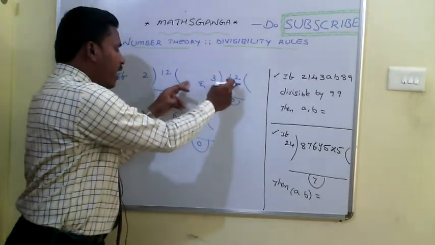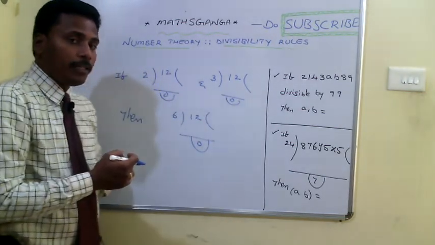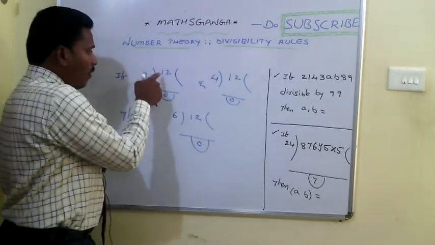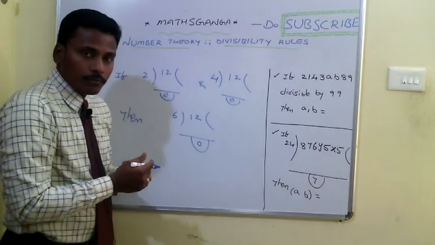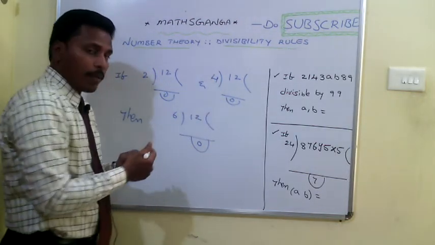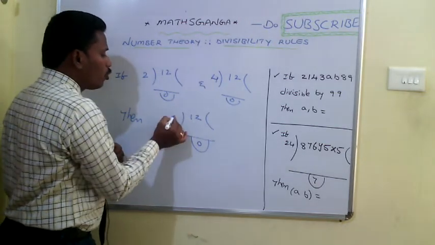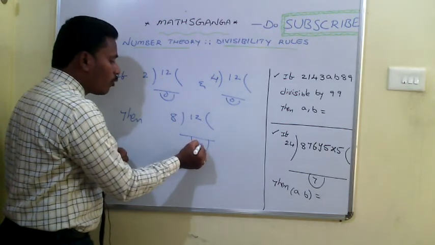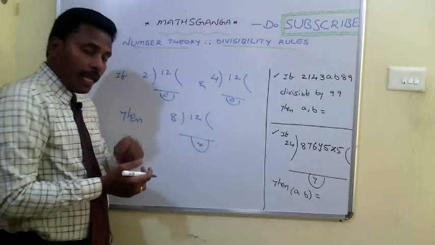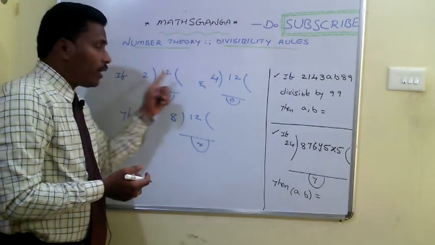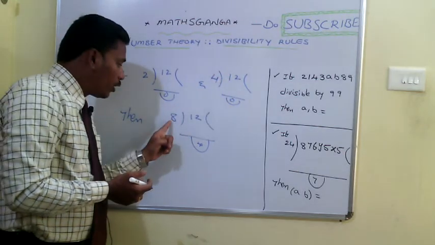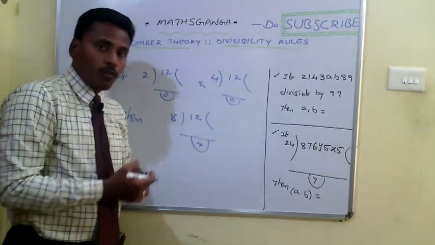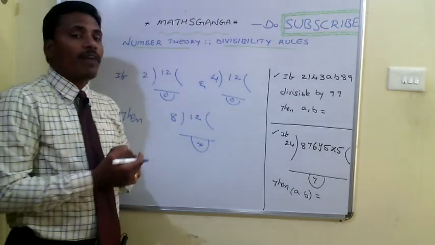By taking the same number 12, if I readjust A and B, taking A as 2 and B as 4, what will happen? When 12 is divided by 2, it leaves remainder 0. When 12 is divided by 4, it leaves remainder 0. A into B, 2 into 4, is 8. When 12 is divided by 8, it won't leave remainder 0; it leaves remainder 4. In the previous case, 2 and 3 are factors of 12 and 2 into 3 is also a factor of 12. In this case, 2 and 4 are factors of 12, but 2 into 4 is not a factor of 12.